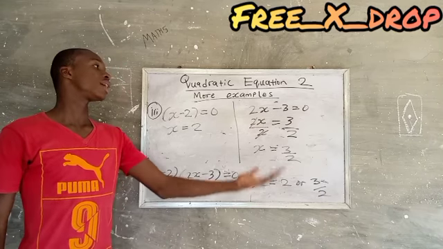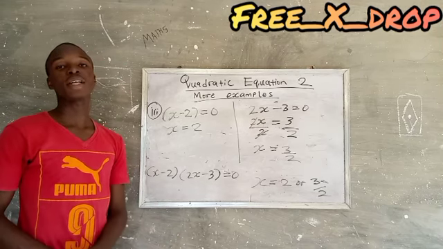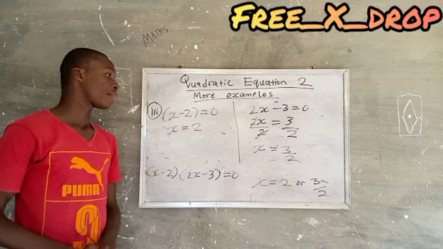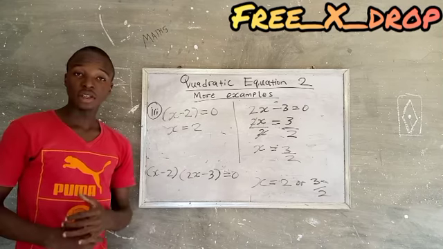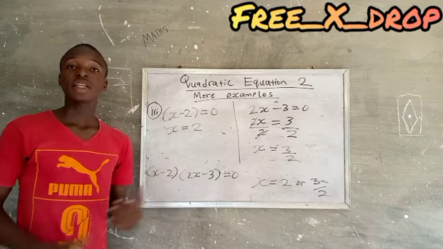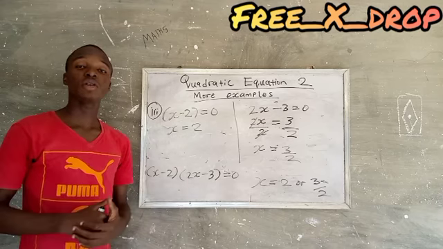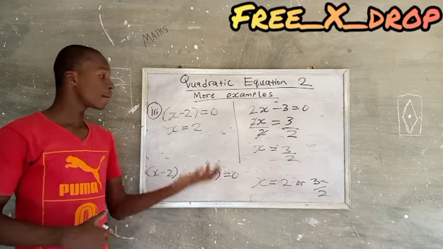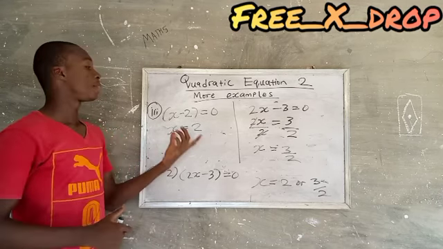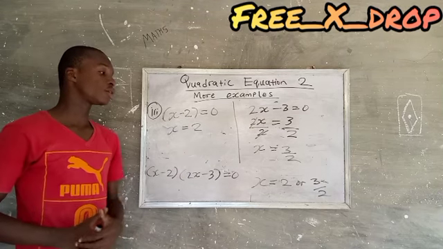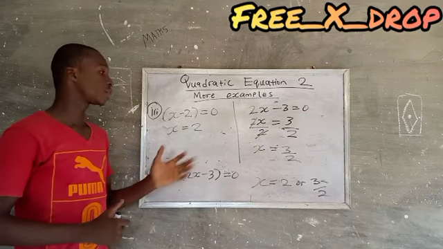So these are just more examples on quadratic equations to make you understand the topic better. You understand? This method is called the factorization method. There are other methods to solve quadratic equations, completing the square, graphical method, and all those things. But this is the factorization method and one of the easiest in solving quadratic equations.